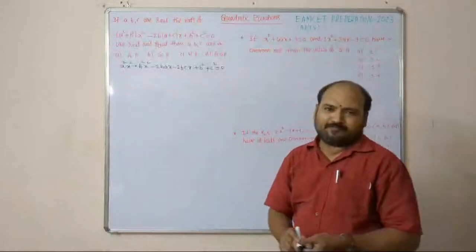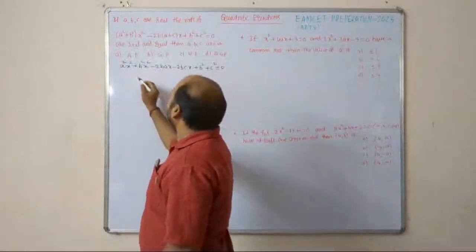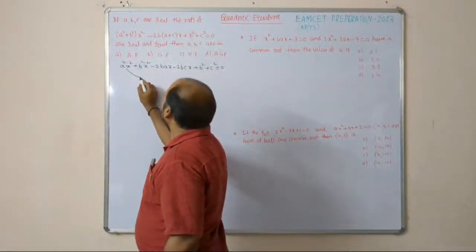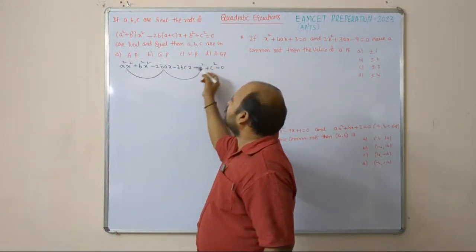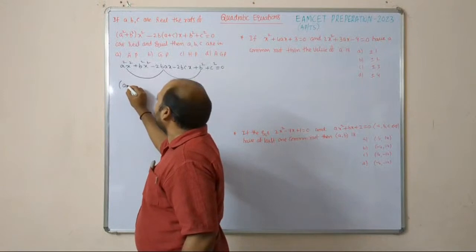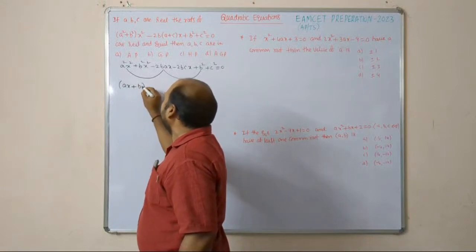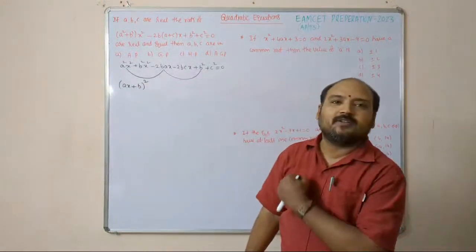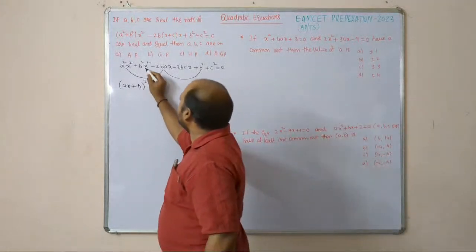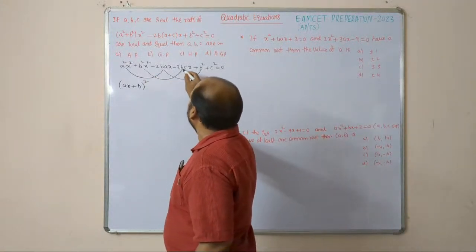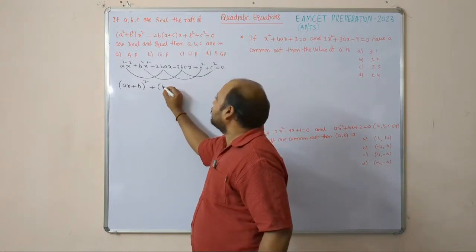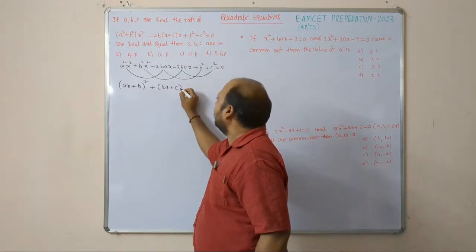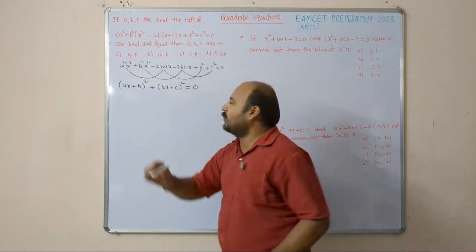It will take time. So what I am doing here: a square x square minus 2abx plus b square is the expansion of (ax plus b) whole square. Am I right? And the rest of the terms, b square x square minus 2bcx plus c square, is the expansion of (bx plus c) whole square, equal to 0.